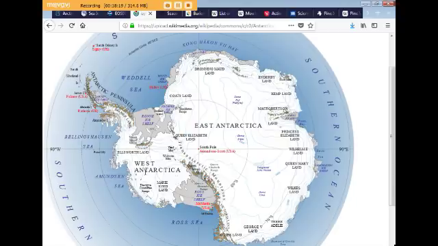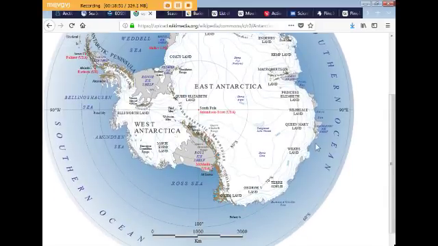So you want to remember the Ross Ice Shelf, and that's at the bottom and is part of the Ross Sea. And you want to remember the Pine Island Glacier down here on the west side of Antarctica, and you want to remember the Antarctic Peninsula, which is on the west side, and the east side is melting slower than the west side. So that's a really good map to look at.